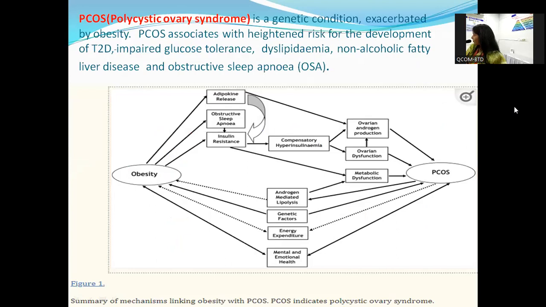Because of obesity, adipokines are released; adipose tissues release adipokines. Adipokines induce obstructive sleep apnea and insulin resistance. And because of insulin resistance, the insulin in our body becomes abnormal. Insulin increases glucose in our blood, and insulin cannot do its work, so hyperinsulinemia occurs in our blood. And hyperinsulinemia is responsible for ovarian androgen production.